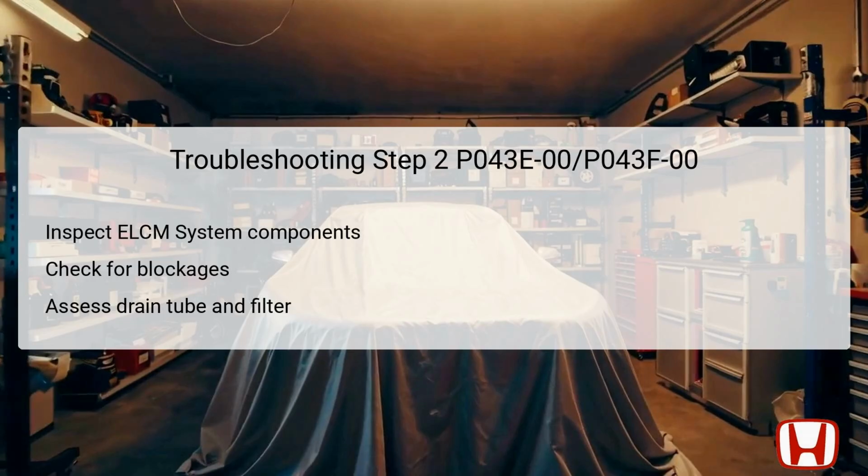Inspection should begin with a close examination of the drain tube, evap canister filter, and canister one-way valve for any signs of blockage. These components are responsible for ensuring that vapor pressure is correctly managed within the evap system. Blockages in these areas can prevent proper airflow, leading to discrepancies in pressure readings that trigger the DTC codes.